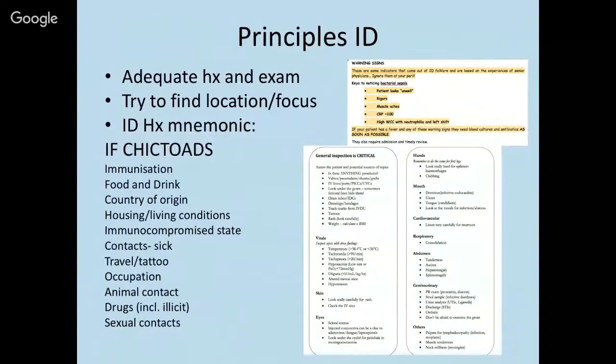Okay, so principles of ID. Obviously, you need an adequate history and exam like you would for any specialty. Often you can take a top-to-toe approach when thinking about the history and exam, about symptoms, to try and localize the site of infection. They call that the focus of infection. Some of the warning signs that are particularly bad are if the patient looks very unwell, if they've got rigors, that indicates a bacteremia. If they've got muscle aches, that usually indicates more severe infection, or very high inflammatory markers such as CRP and a very high white cell count.